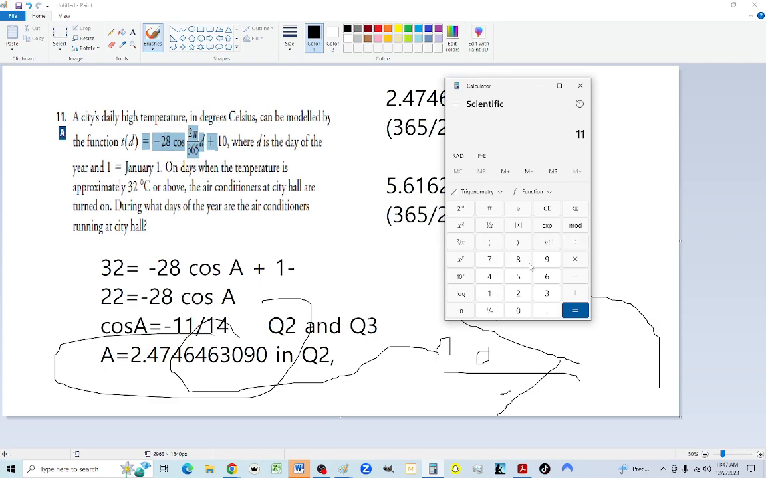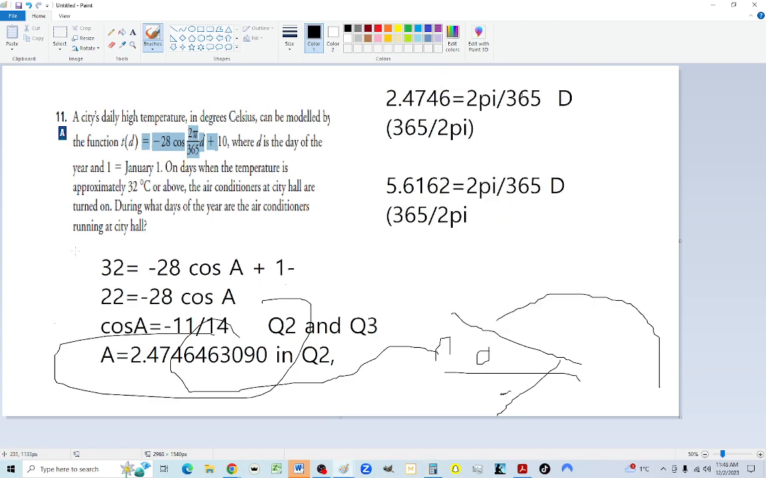11 divided by 14. And we're going to take the arc cosine. And we get that. Let's clear the memory and put it in memory. There we go. Now I have to take pi and subtract that to get the acute angle, and then I have to add that to pi to get the quadrant 3. Big mistake. That makes way more sense.